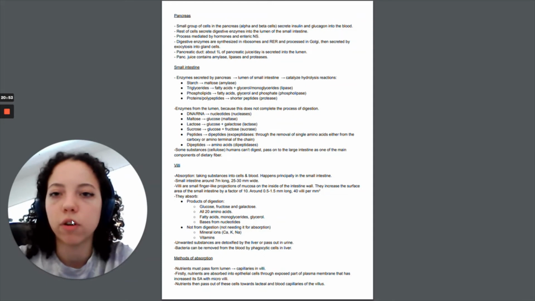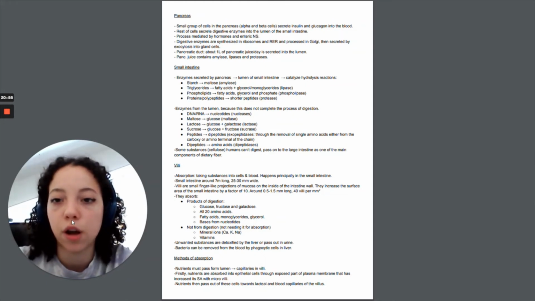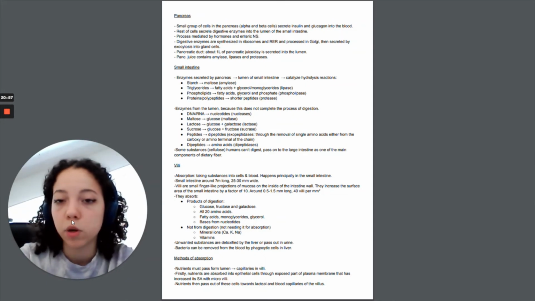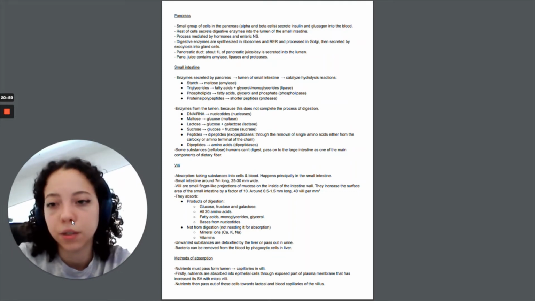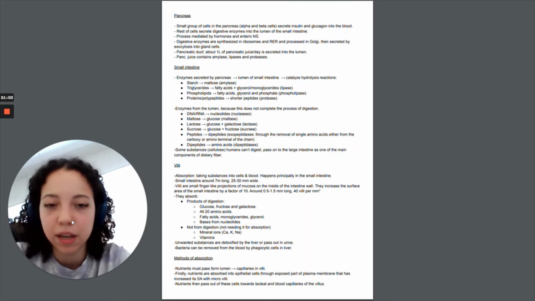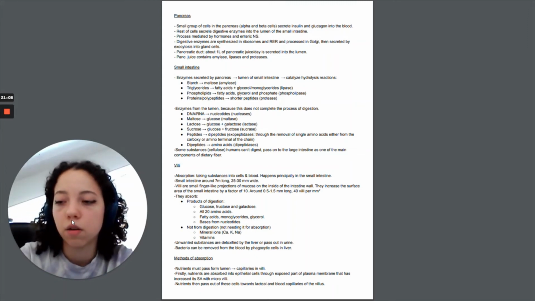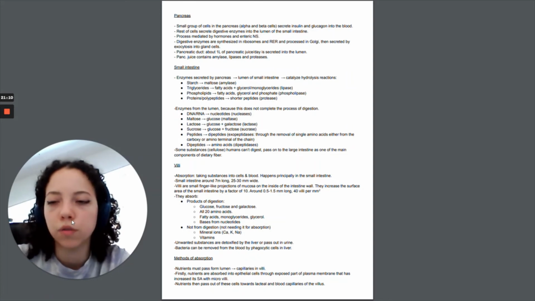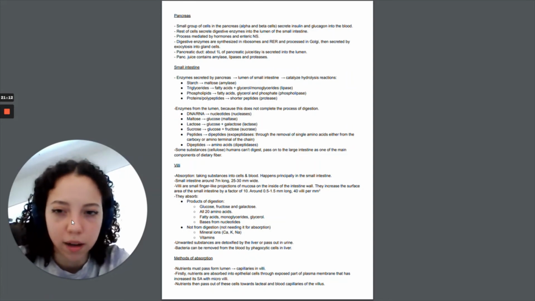Okay, so we have covered digestion. Now it's time to learn how absorption works. Absorption is taking substances into the cells and the bloodstream in the small intestine, because it principally happens there, and the small intestine is around 7 meters long and 2.5 to 3 centimeters wide.